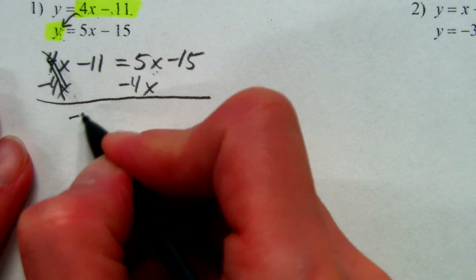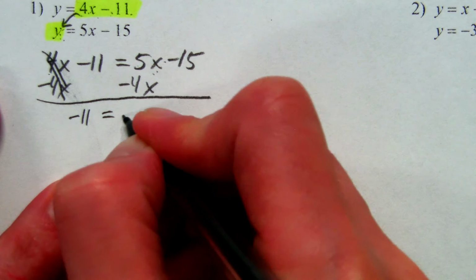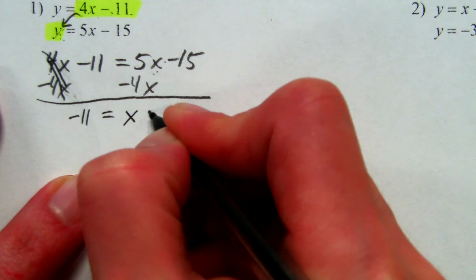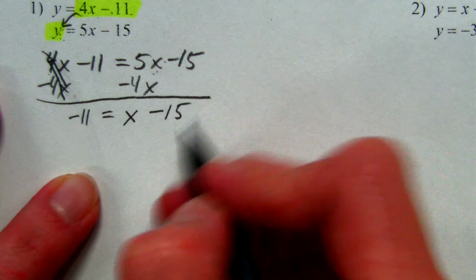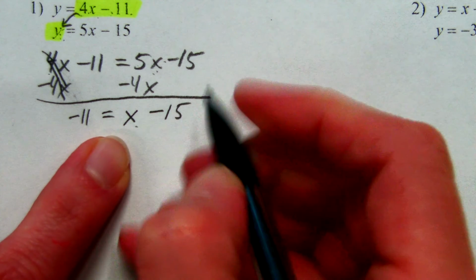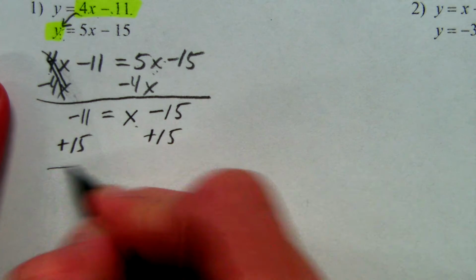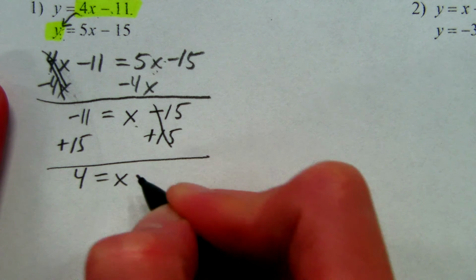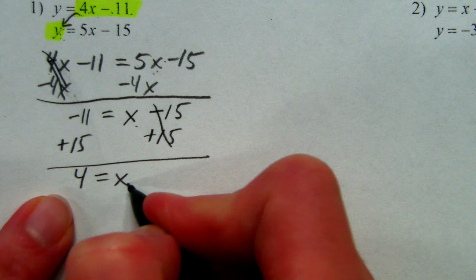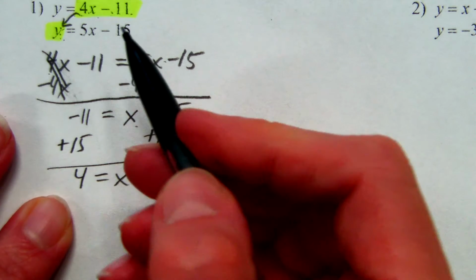So now I have negative 11, 5x minus 4x is just 1x, or I can just write an x, and then minus 15. Okay, so we want to get x by itself. We're getting rid of minus 15. So now we're adding 15 to both sides, and we'll get 4 equals x. Now, don't get super excited. We're not done yet. Remember, we're looking for where these two lines cross.